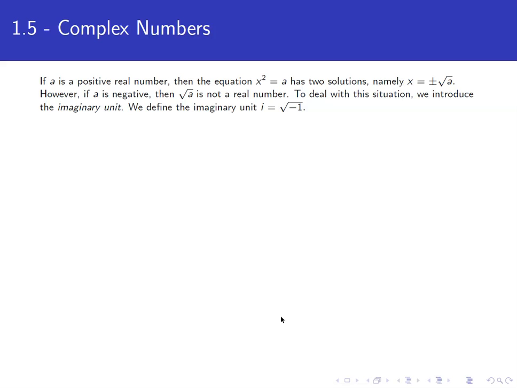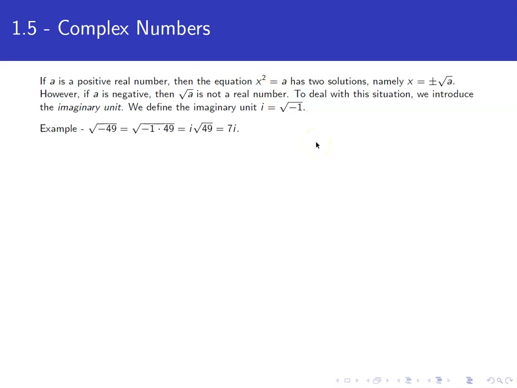However, we notice that if a is a negative real number, then I can't do the square root anymore and get a real number, right? We don't have anything that squares to a negative number if we require the x here to be real. So to deal with the situation, we introduce what's referred to as the imaginary unit, which we typically simply call i, and we define i to be the square root of -1, so that when we square i, we get -1. So i is now a solution to the equation x squared equals -1.